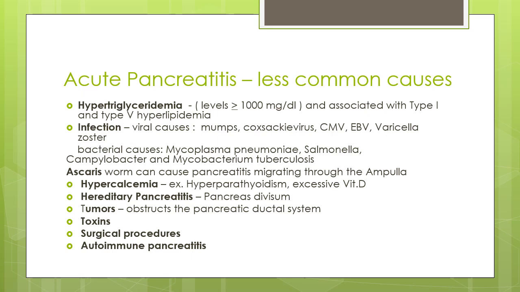Elevated triglyceride levels, which is seen in type 1 and type 5 hyperlipidemia, may also cause acute pancreatitis. Infections such as viral and bacterial causes are also possible etiologies. An Ascaris worm may migrate to the common bile duct and block the ampulla, resulting in acute pancreatitis. Hypercalcemia, hereditary pancreatitis, tumors, toxins, surgical procedures, and autoimmune pancreatitis are also possible causes of your acute pancreatitis.